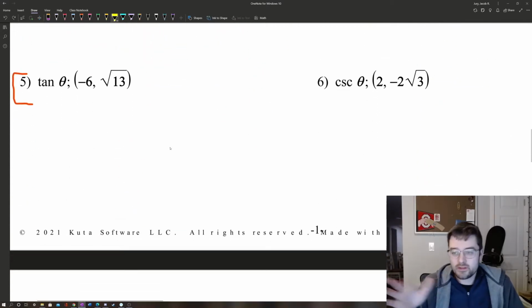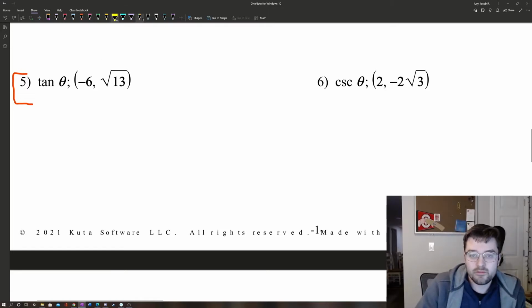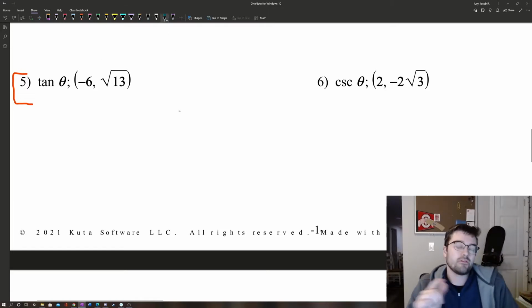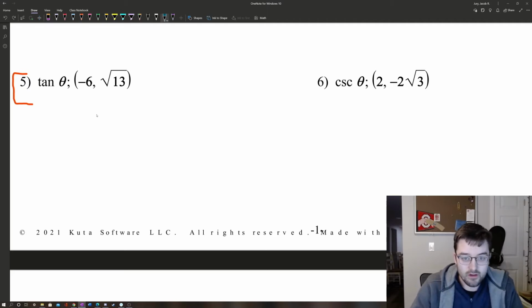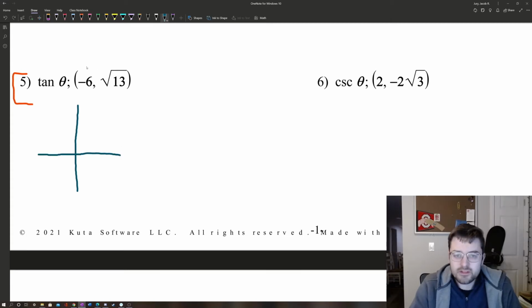Now, 5, 6, 7, and 8 are similar because they state the same information, except we have to draw the picture now. So I'm going to do my best to draw an axis here. And then I just need to put this in the correct quadrant, and then I'll be able to form a triangle out of that information. So negative 6 is back this way, and then up radical 13. So radical 13 is the vertical direction in the positive y direction. So we're in our second quadrant.